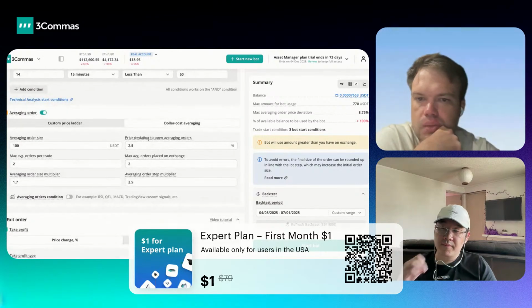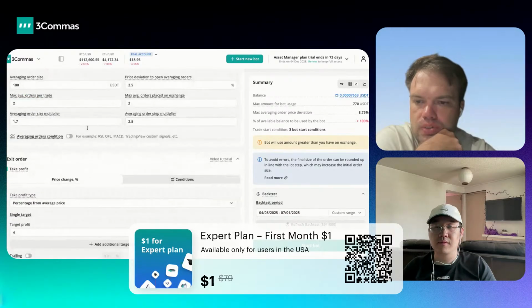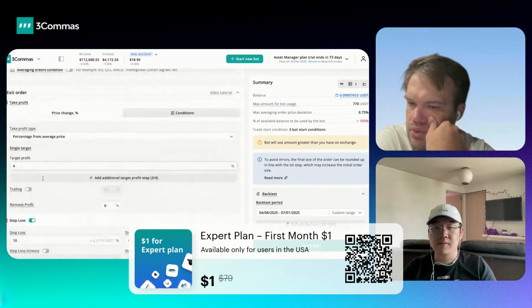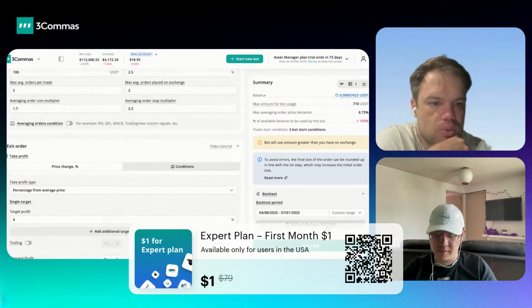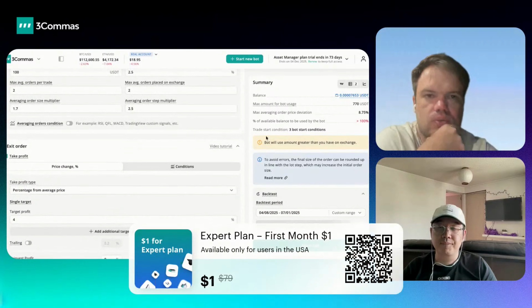I'm still having the same averaging. This I can change when I start the trade. I will actually keep your take profit and I will keep your stop loss. Sounds good. So we have our custom range set up. Let's do this.